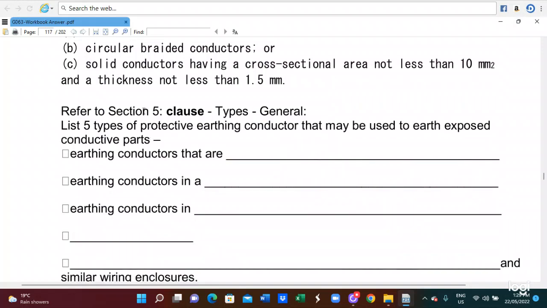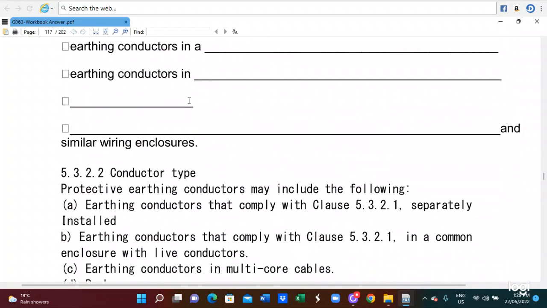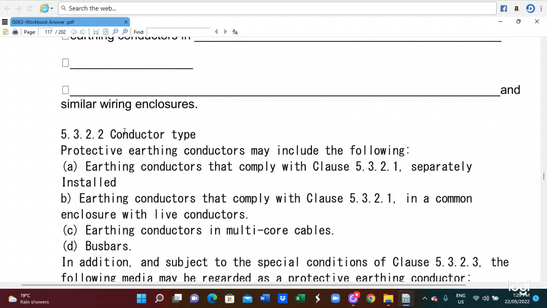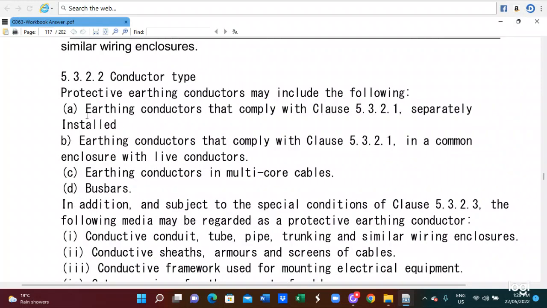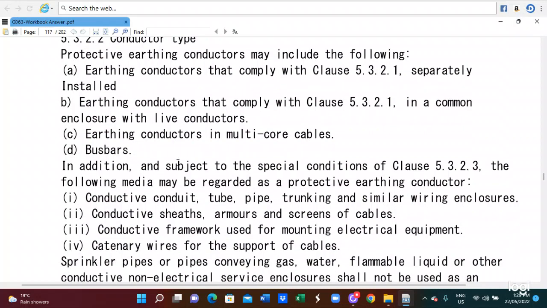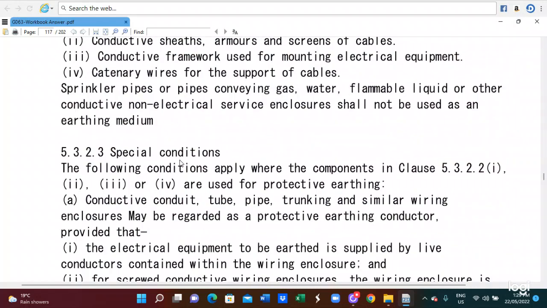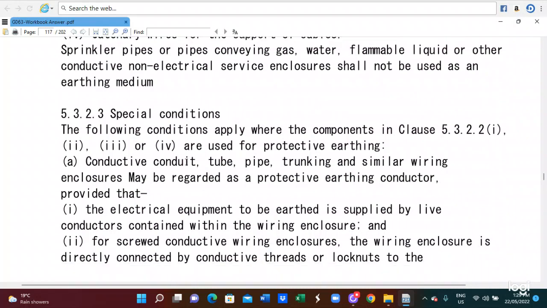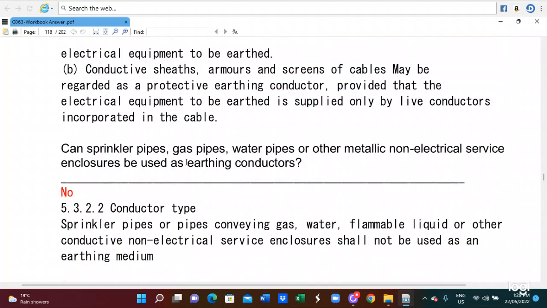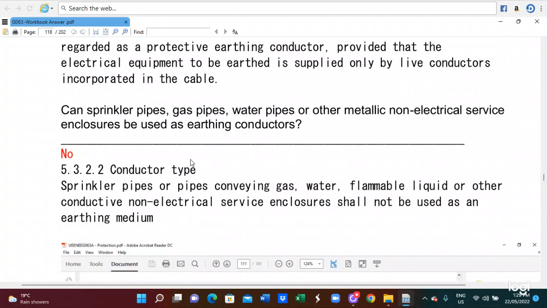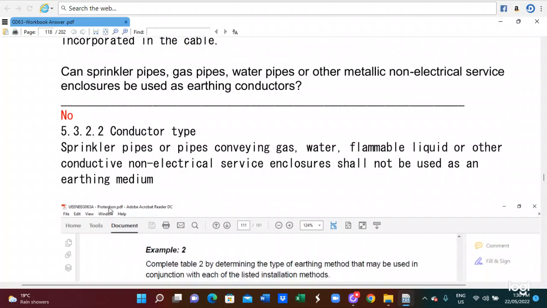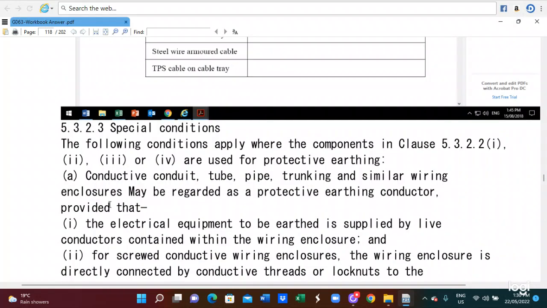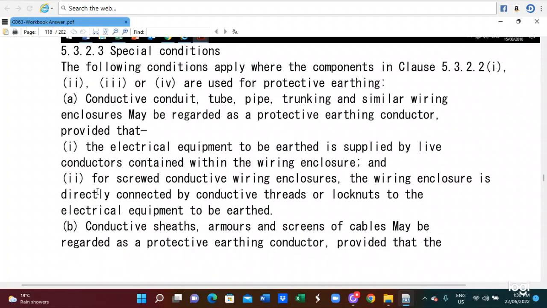So you have to require Section 5 cross-tie and a generator. So 5.3.2.2 is a conductor type. You can read from here the earthing conductor and also the earth bar. And 5.3.2.3 is a special condition you have to follow. And also 5.3.2.2 is a conductor type. So it is a spring guard pipe or the pipe covering gas, water, framework, liquid, other conducting material, electrical service, enclosure, channel, and other some medium. And 5.3.2.3 is for a special condition.